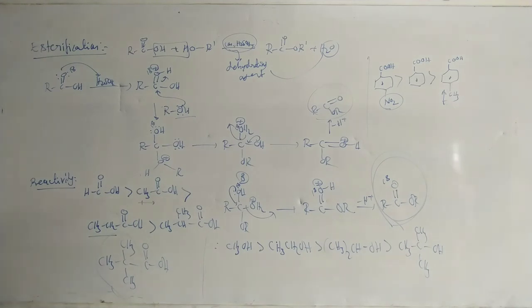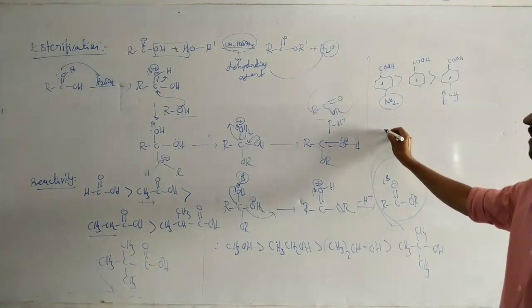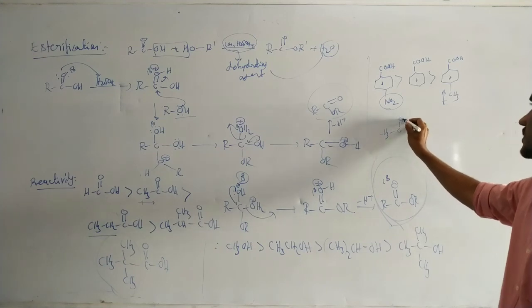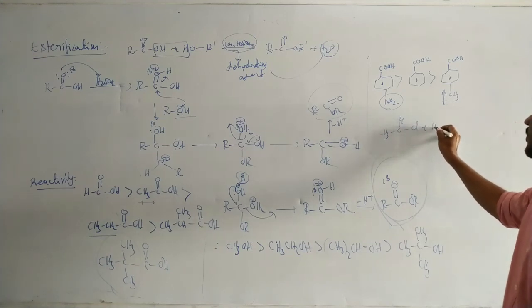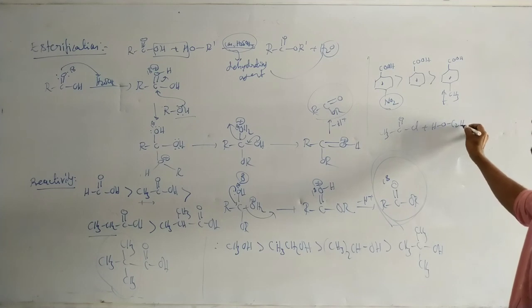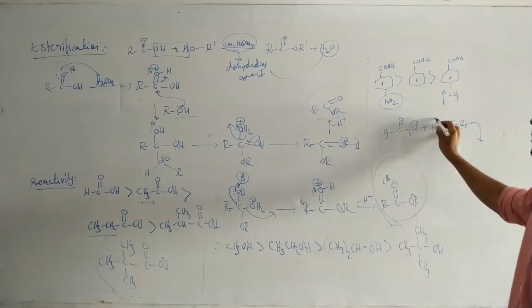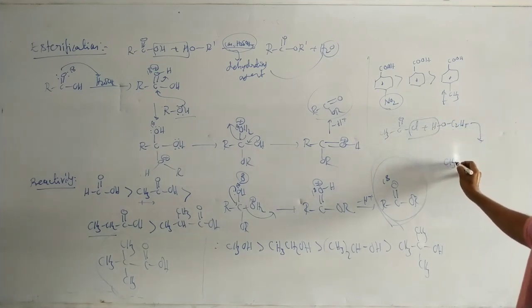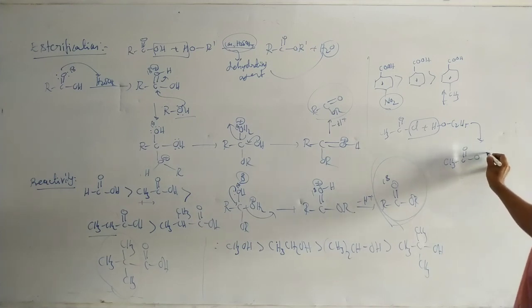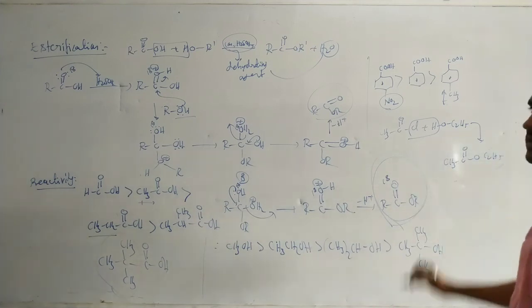So generally this esterification is also done by using acid halide. For suppose this acid halide on treating with ethyl alcohol, with loss of HCl, CH3C double bond O OC2H5, the ester, is produced.